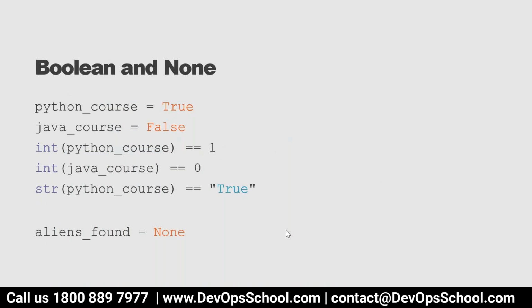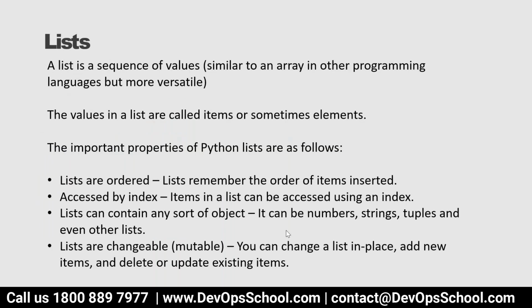Here you see int Python codes, which is converted. You are converting into the integer 1. Int Java course, you're converting into the 0. Str path true, so you're converting the boolean into string, and so on. So this is the way you can use this. List, I showed you the example for it, so let's conclude this.